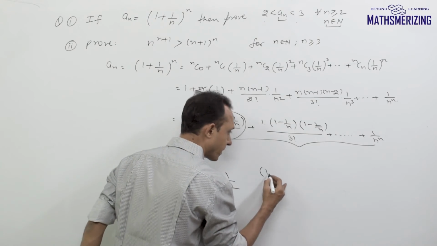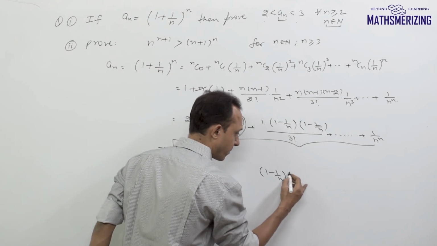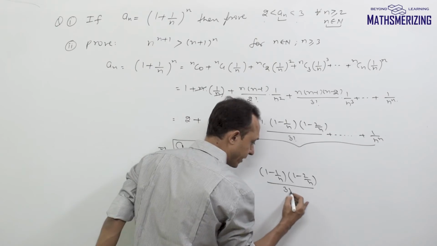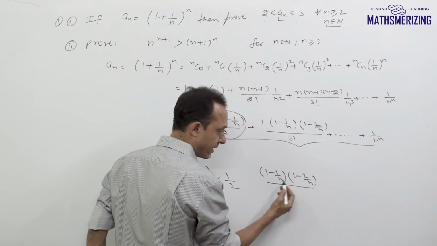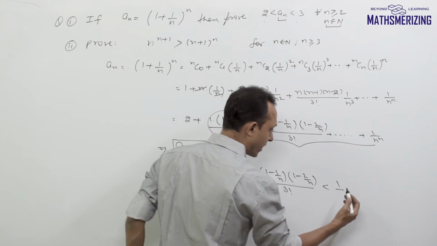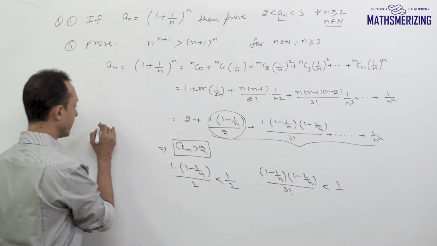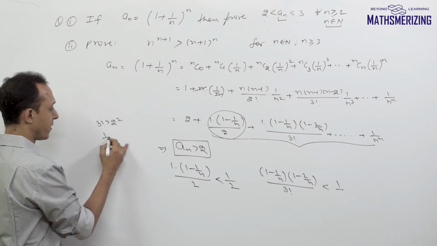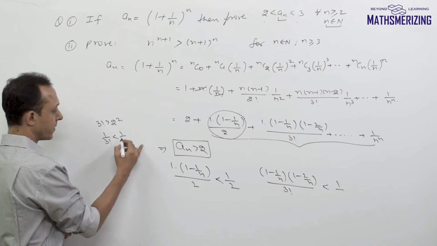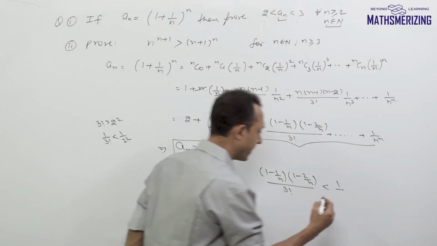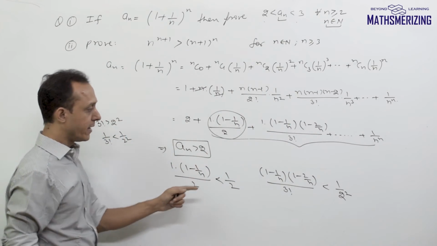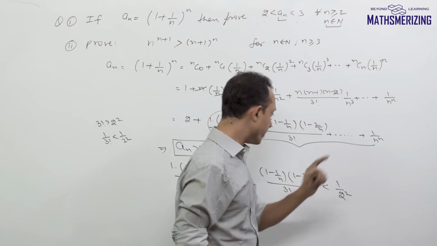Now what about this one? 1 minus 1 upon n and 1 minus 2 upon n divided by factorial 3. Now 1 minus 1 upon n, 1 minus 2 upon n will be less than 1, and then factorial 3 is greater than 2 square. 1 upon factorial 3 will be less than 1 upon 2 square. So simply it will be less than 2 square. In the same way, third one, it should be less than 1 upon 2 to the power 8.